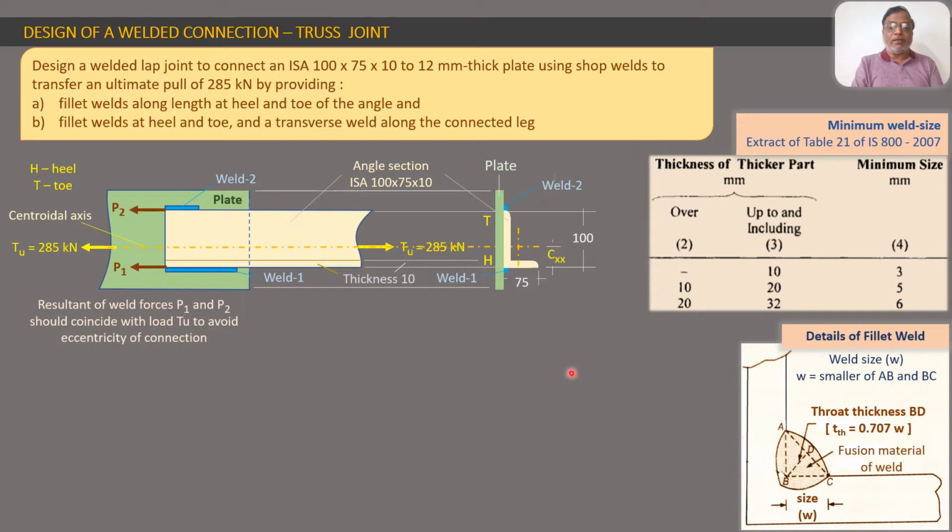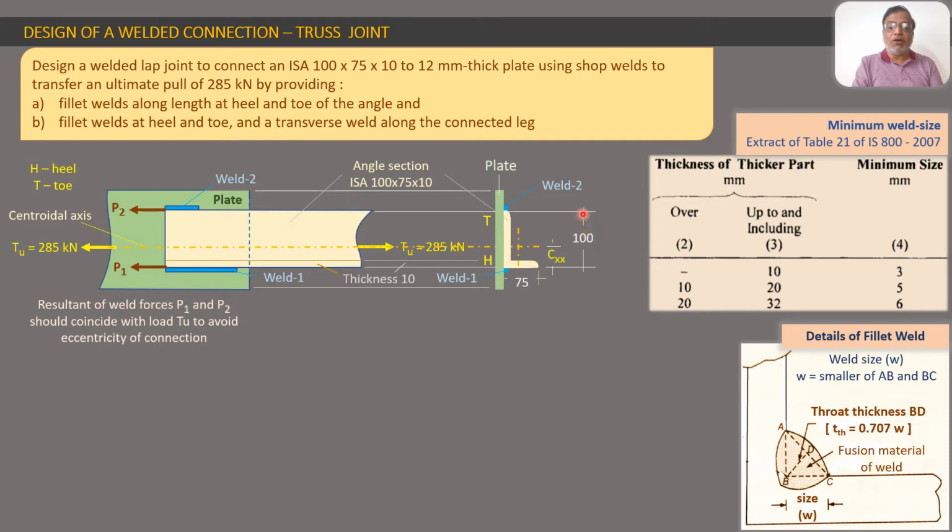Now you can see this view. This is a cut view, the cross-sectional view of the connection. Here we see this plate in vertical position, the green one, and this is the angle. It is seen in cross-section. So you see this longer leg as 100 mm, and you see this 75 mm leg.